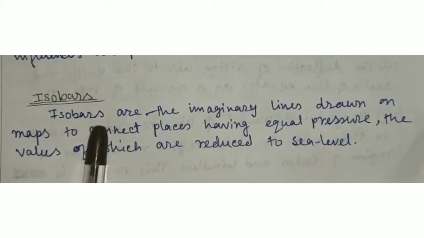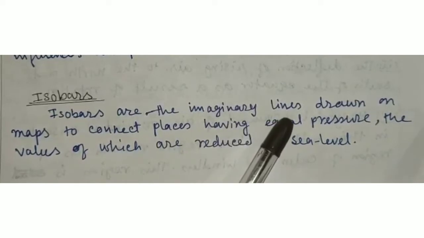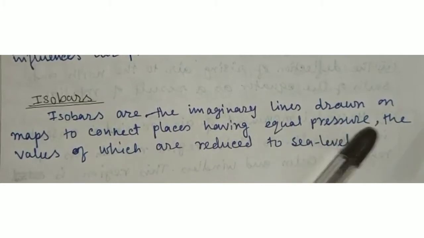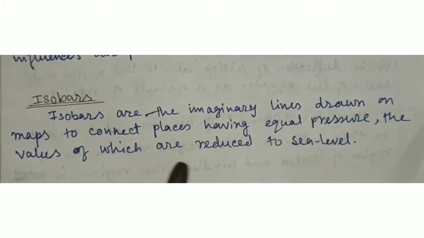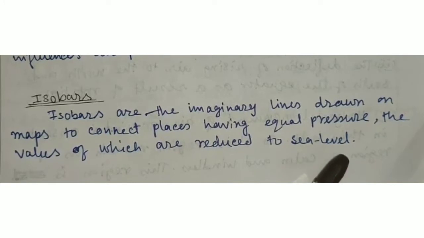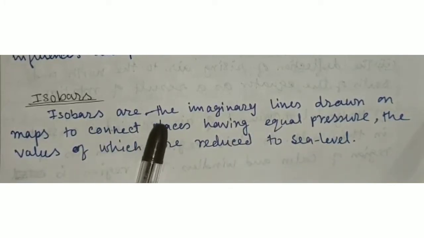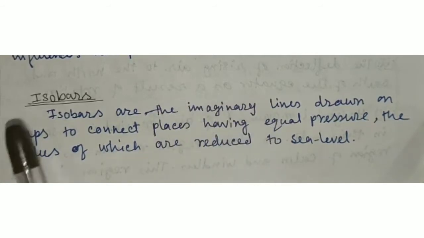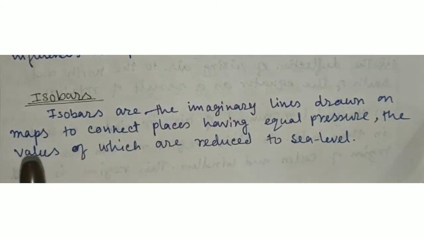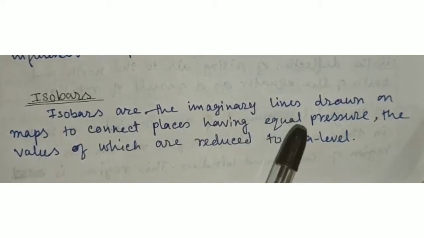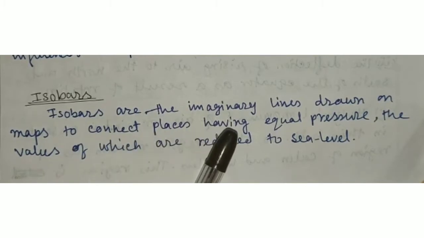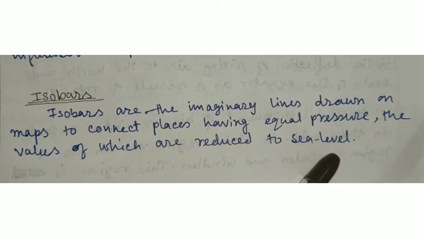Isobar. Isobars are imaginary lines drawn on a map to connect places having equal pressure, the values of which are reduced to sea level. An isotherm is an imaginary line drawn on a map to connect places which have equal temperature, and an isobar is also an imaginary line drawn on a map to connect places which have equal pressure.